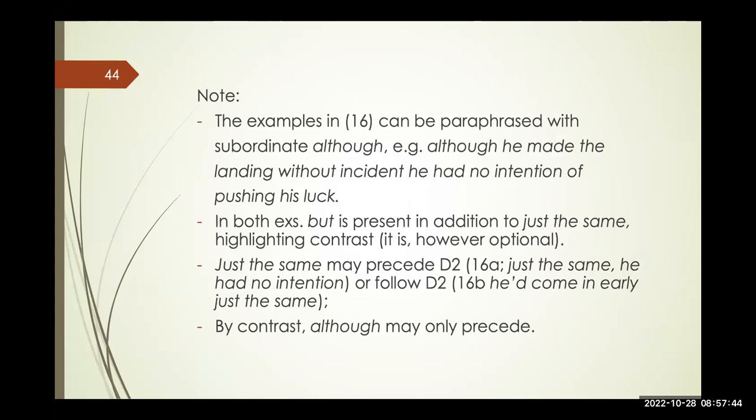You can paraphrase the examples in 16 with although he made a landing without incident, he had no intention of pushing his luck. Both of those examples have but, you don't have to have but, it's optional. And just the same may precede the D2, just the same, he had no intention. Or it may follow it, he'd come in early, just the same. By contrast, although can only precede.